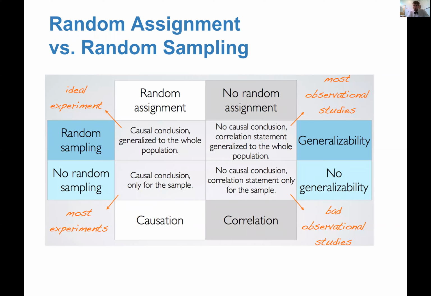Okay, now this is kind of a complicated chart, but it gets to the fact that observational studies do not show causation. Random assignment, meaning treatment and control, is what gives you causation, whereas random sampling is what gives you the ability to generalize to the whole population. And so the upper left is perfect, the ideal experiment: a causal conclusion generalized to the whole population. Okay, that's hard to do though.